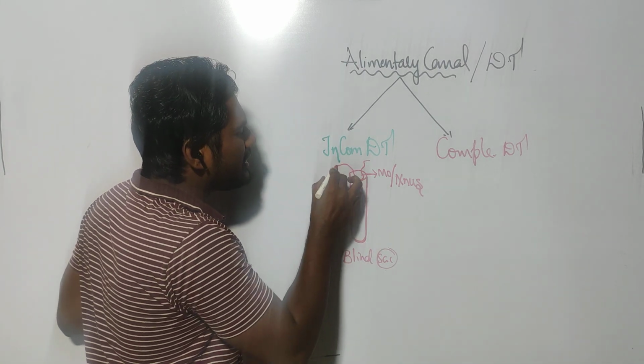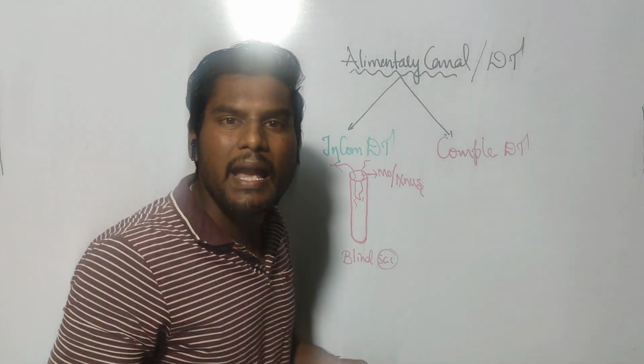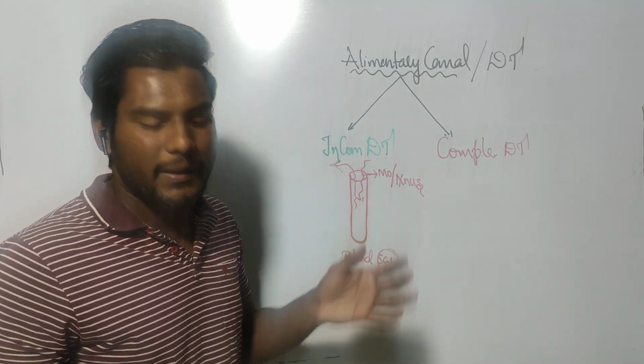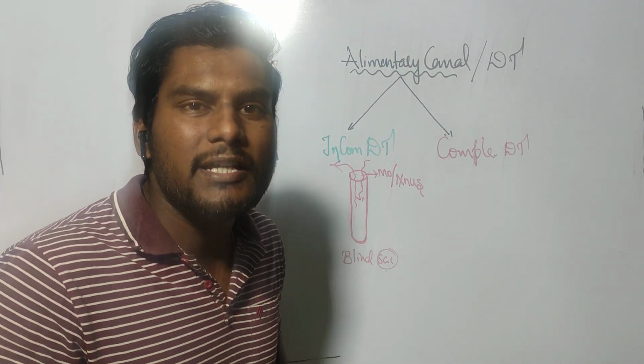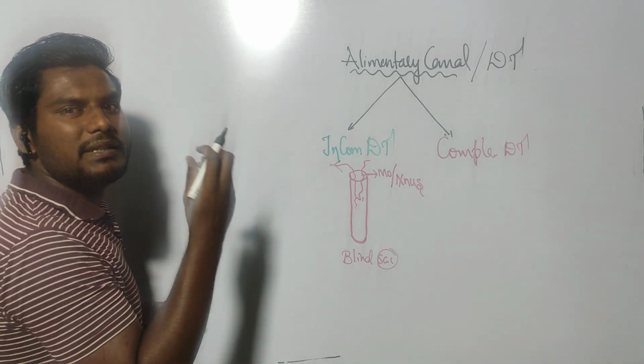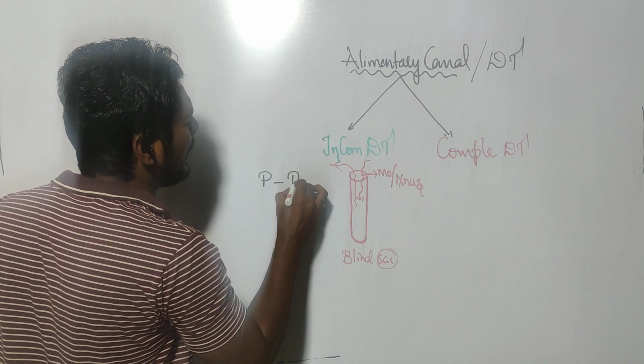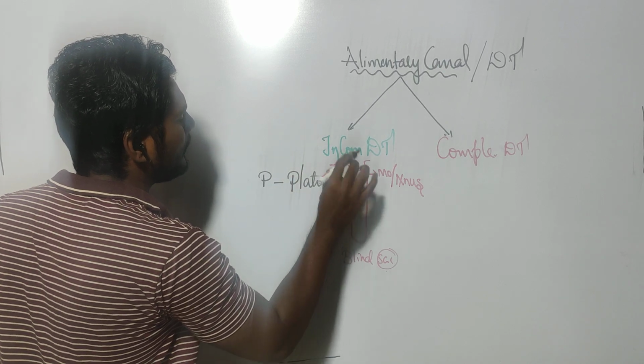Whenever it is excreting the waste material, this single opening is acting as anus. Such a type of digestive tract is called incomplete digestive tract. Where will we see this incomplete digestive tract, sir? The incomplete digestive tract is seen from Porifera up to Platyhelminthes.